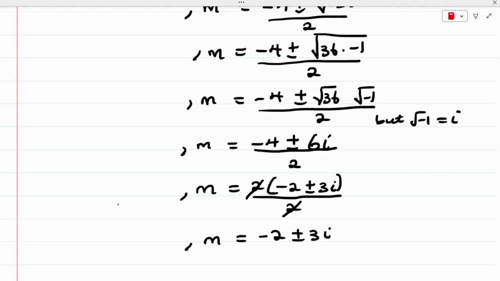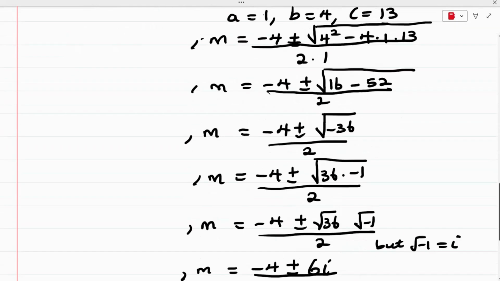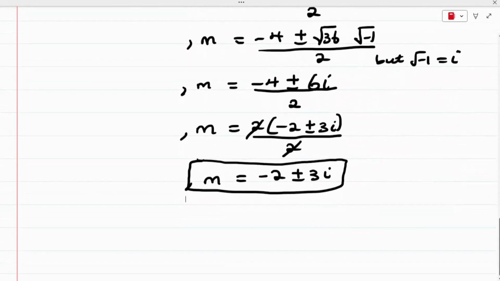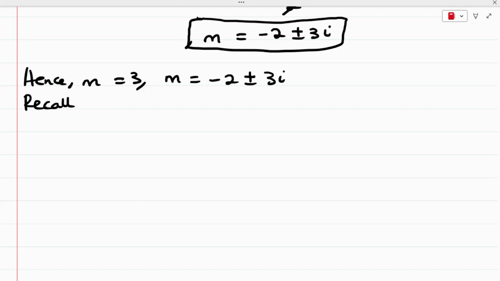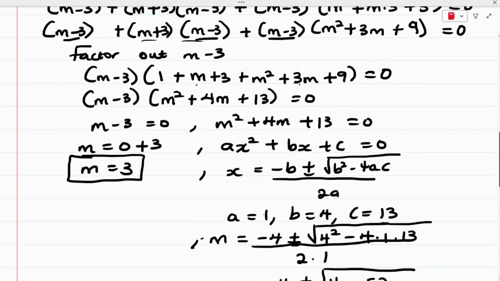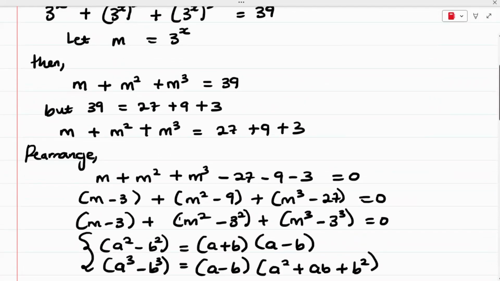Alright, so hence we have been able to find the second and third values of m. So right here we want to simply write out all the values of m. So we have the first value of m to be equals to 3. So from here we're going to say hence we have that m is equals to 3 and m is equals to minus 2 plus minus 3i. So guys, we want to simply recall what m represents. So at the beginning part we said that let m be equals to 3 raised to the power of x. Okay, we recall that right here.